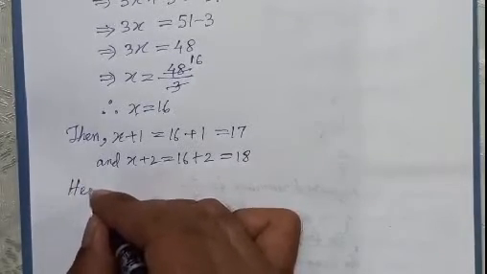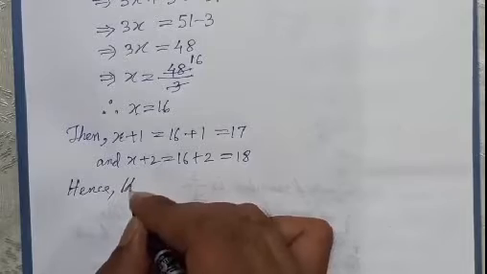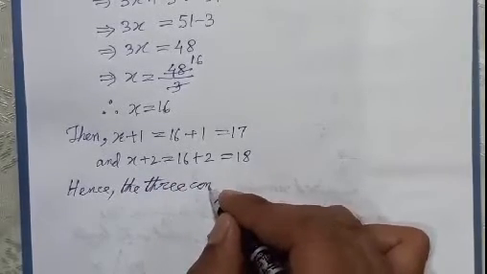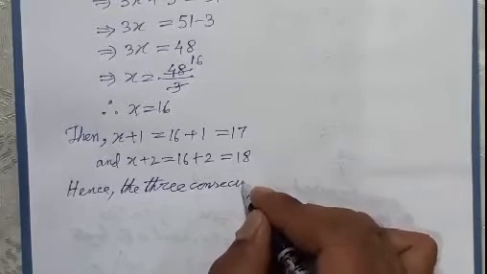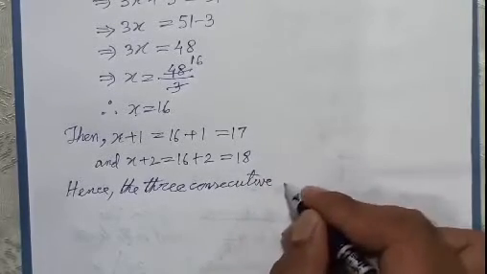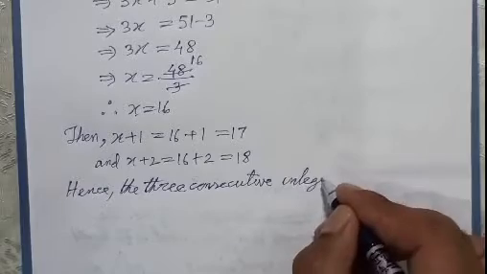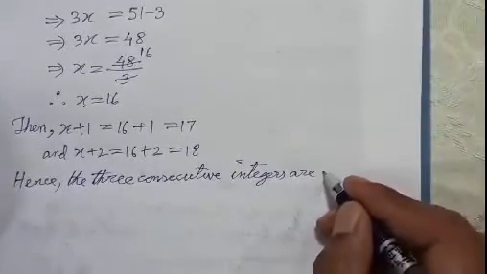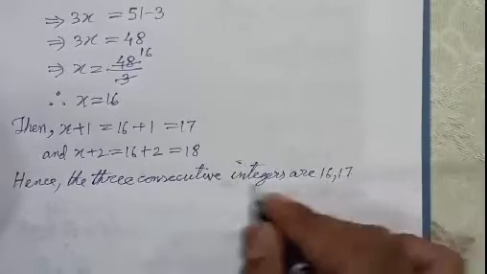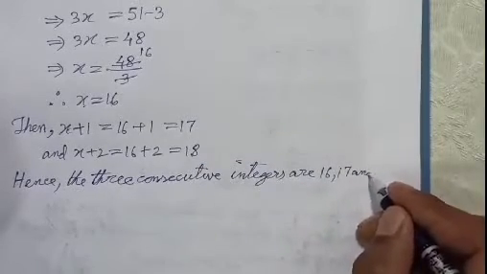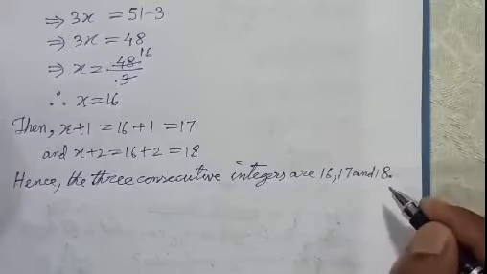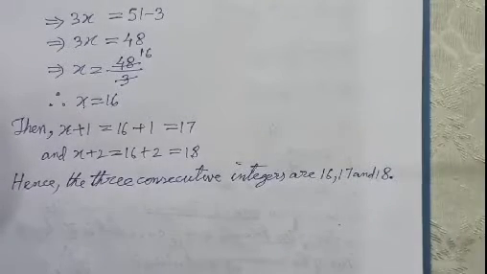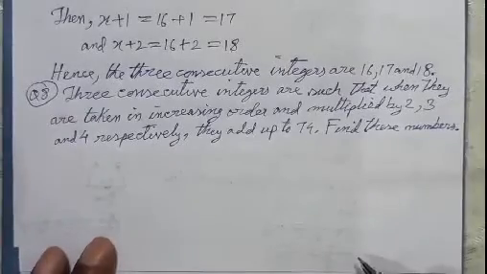Now, last step. Hence, the three consecutive integers are 16, 17, and 18. Not so difficult, okay? I hope you can follow all these steps. Question number 7, you try.